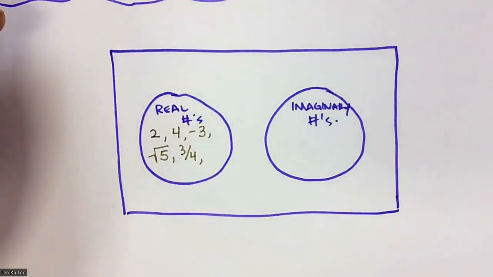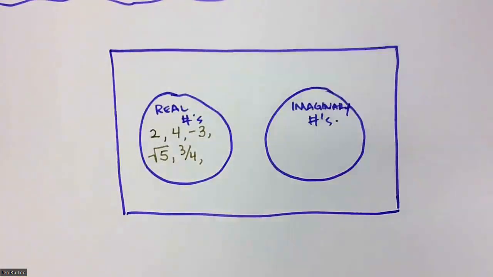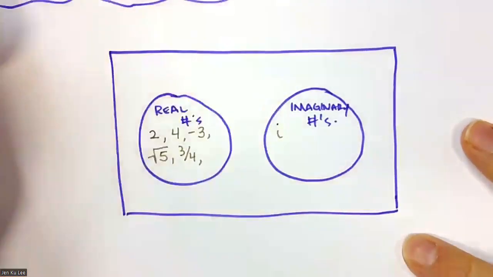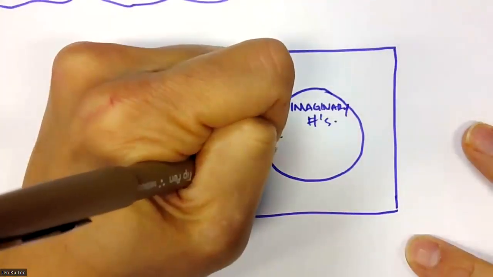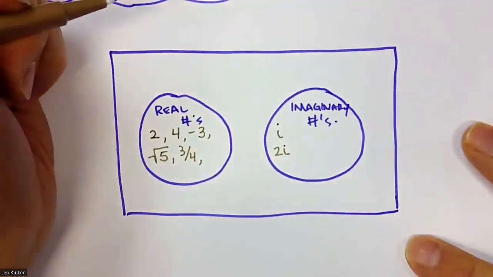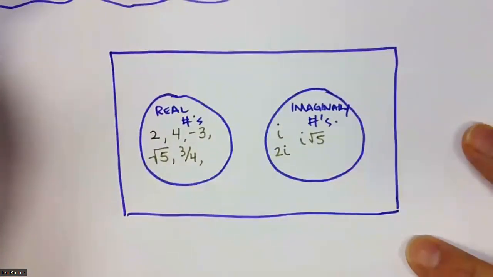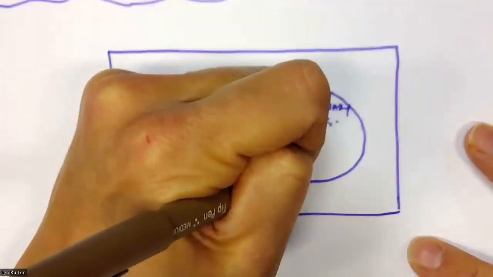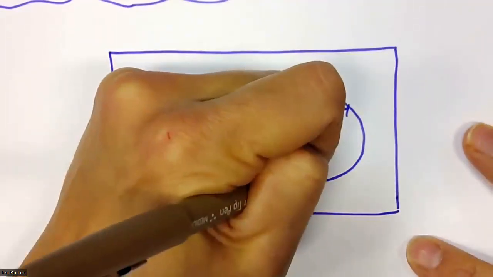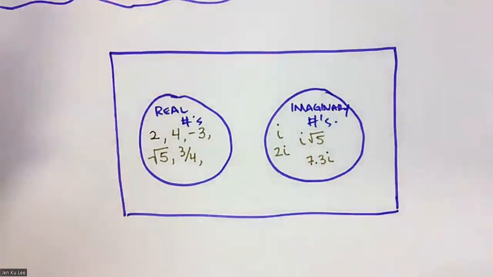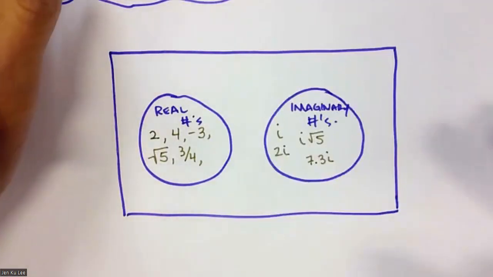An imaginary number is any number with i in it, correct? i is an imaginary number. 2i is an imaginary number. i square root of 5 is an imaginary number. 7.3i is an imaginary number. Okay, anything with an i in it is an imaginary number, right?